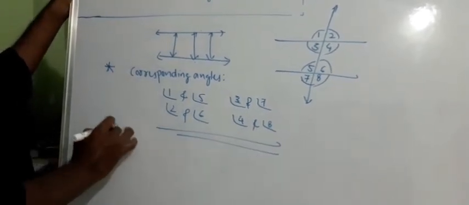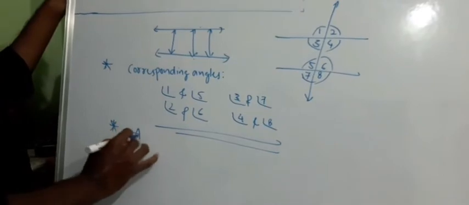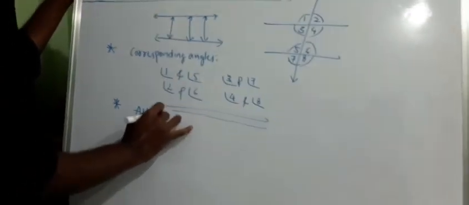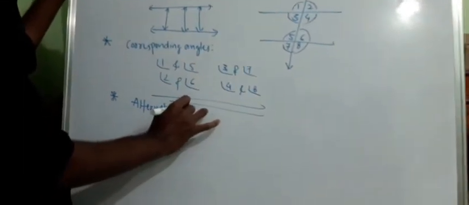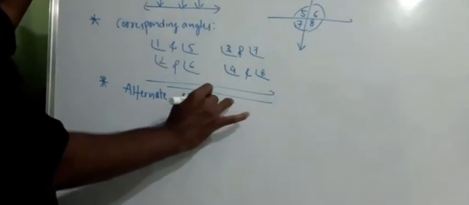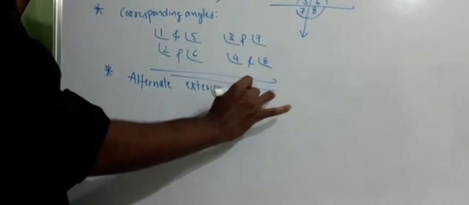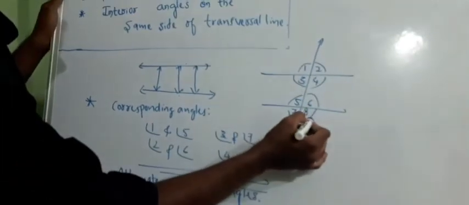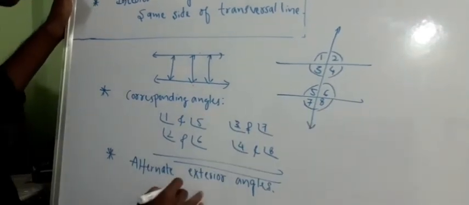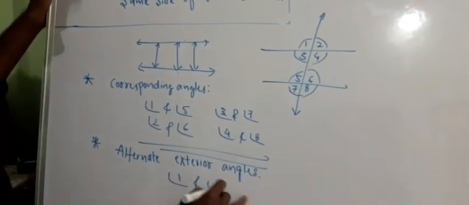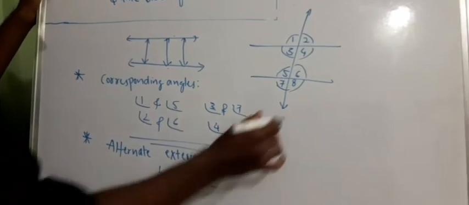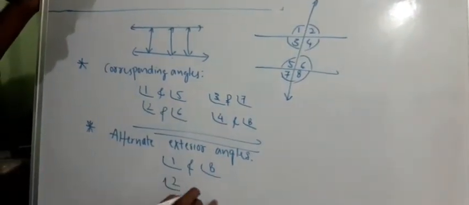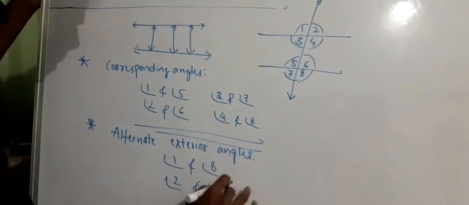Then alternate exterior angles. What are alternate in this? Angle 1 and angle 8 are alternate exterior angles. Angle 2 and angle 7 are also alternate exterior angles.